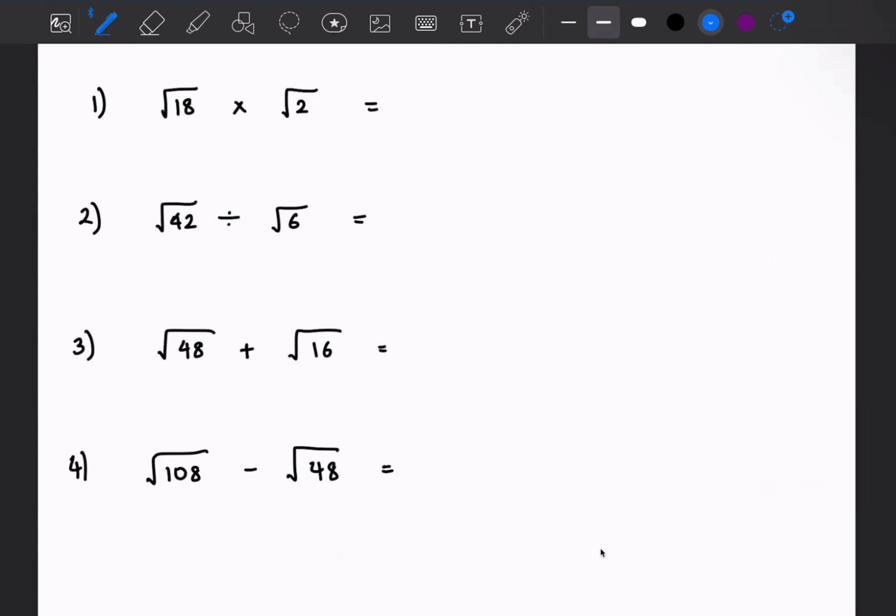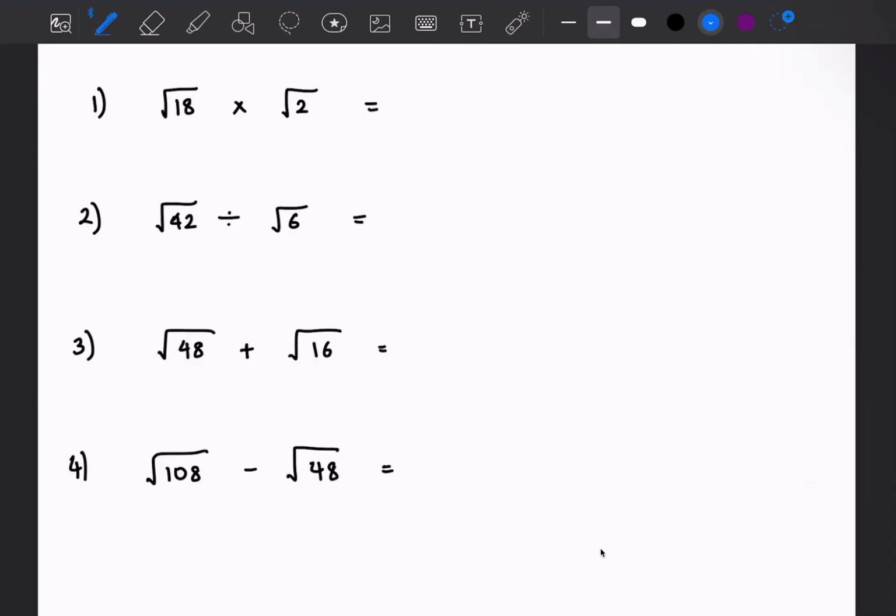So today we're going to have a look at how to do different operations with surds. You're going to start by doing these 4 questions, which involve multiplication, division, addition and subtraction. And then we'll look at a deeper question where we'll try to apply these rules and see how that goes.